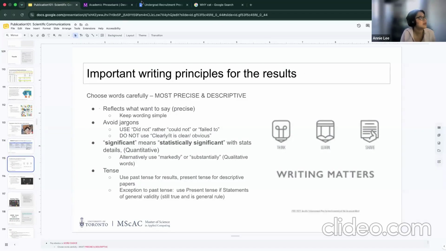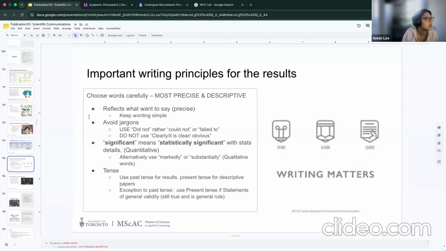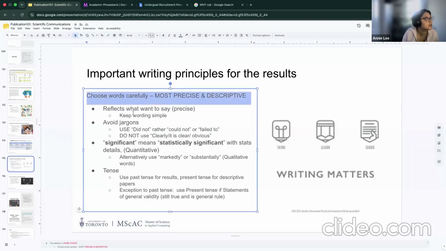Yeah. And so there are some important principles for writing the results. We want to choose the words carefully. Be very precise. Again, I really complain about using Gen AI to write because the wordings are very loose and imprecise, and it makes me angry. Avoid using jargon and avoid using hedging words. Remember, last week I talked about hedging. Significant means statistically significant.